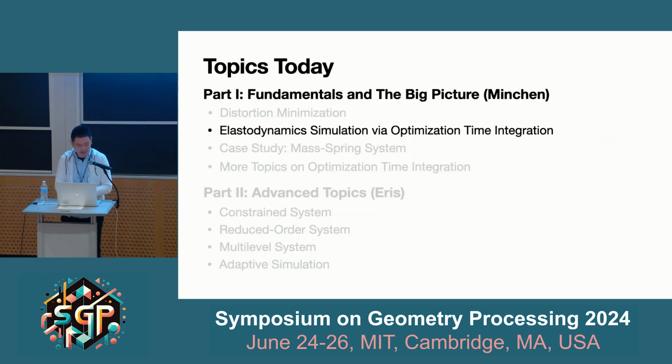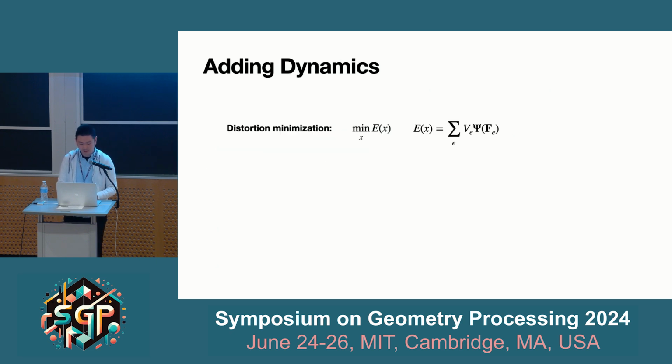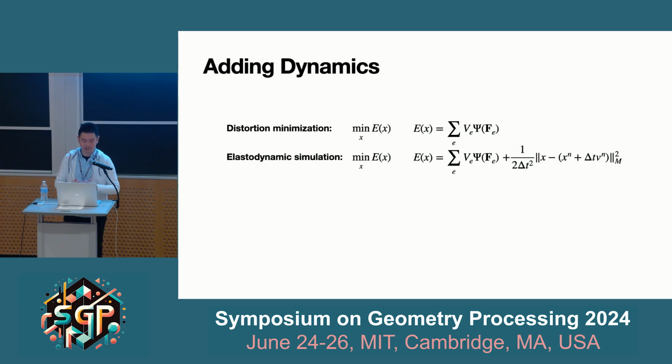Okay, so that's distortion minimization. And next, what I want to show is that it's very easy to extend it to optimization time integration for elastodynamics. So recall that we solved the distortion minimization problem by minimizing the distortion energy, and the distortion energy is just the sum of the local distortion measure per element. And here, elastodynamic simulation, like the armadillo slingshot example you saw earlier, can also be solved by minimizing an energy, and this energy is very similar to the distortion minimization energy, which is just taking the distortion energy plus another inertia term, which will create the dynamics or inertial effect.